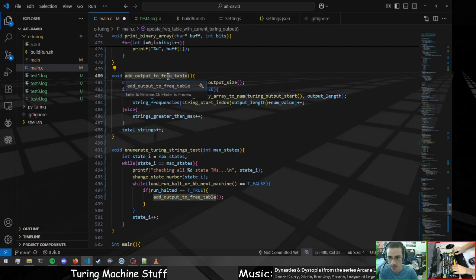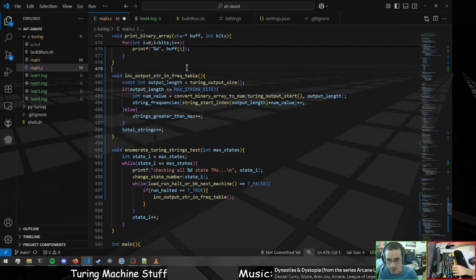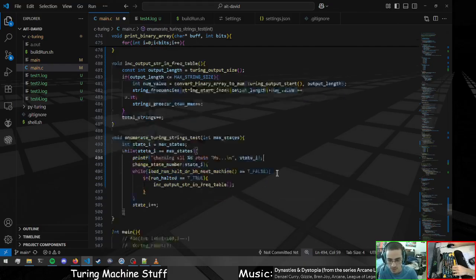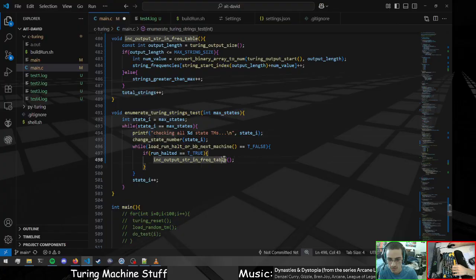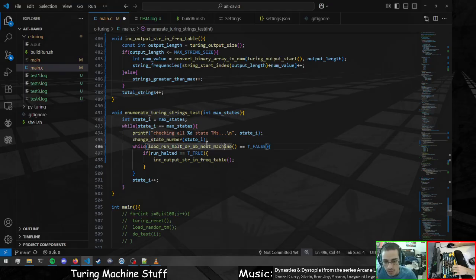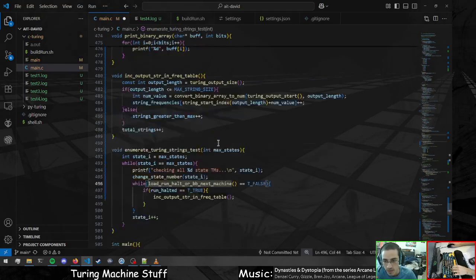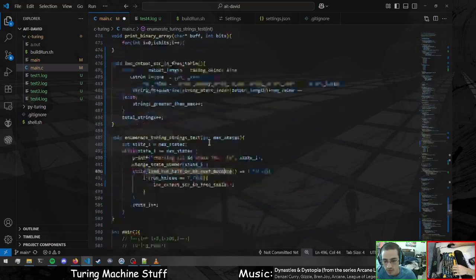Or I could say mark output in, increment output string in frequency table. Yeah. There we go. Alright. Update thingy. Alright, whatever. So we increment output string in frequency table. Okay, so this probably has to change, and I'm probably gonna have to make another variable or something.